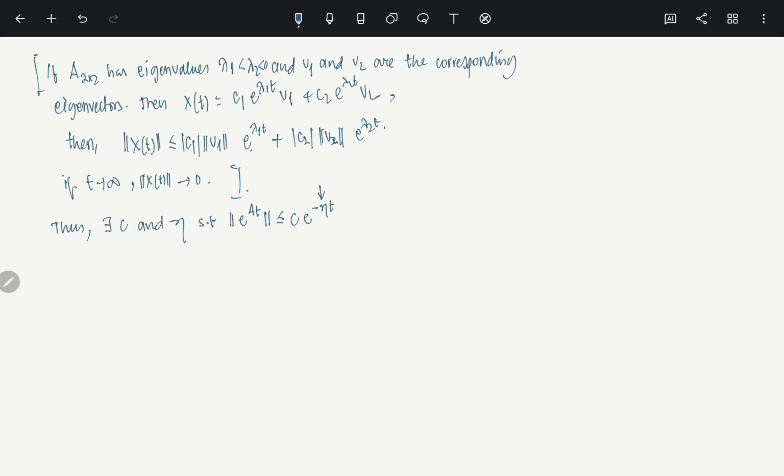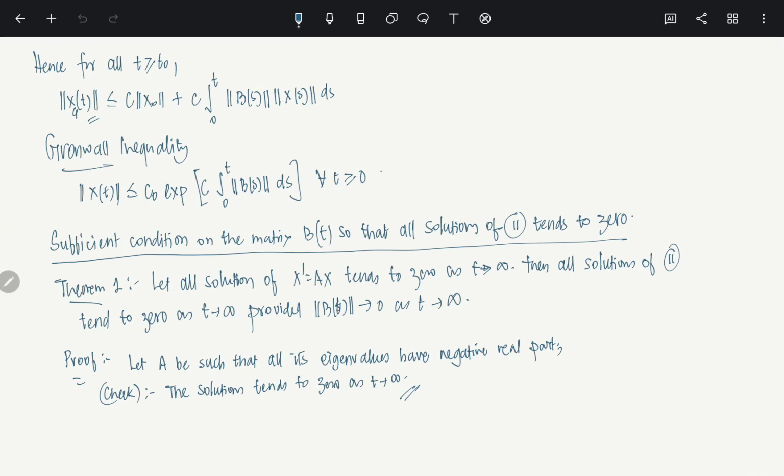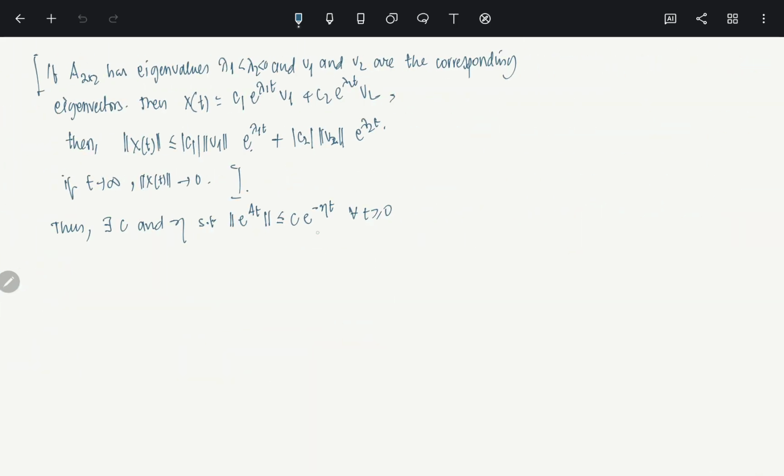Now this holds for all t greater than or equal to 0. I hope this is clear how this is coming. x of t is nothing but e to the power At times x naught. If I take the norm, I can take the maximum, and it can be written as c times e to the power minus eta t. Why minus? Because both eigenvalues are negative, at least the real part. Since all solutions tend to 0, the real part of the eigenvalues has to be negative. That is why it is minus eta t.